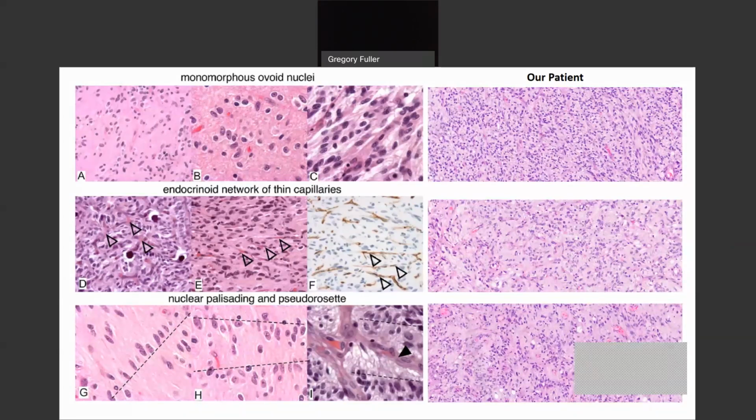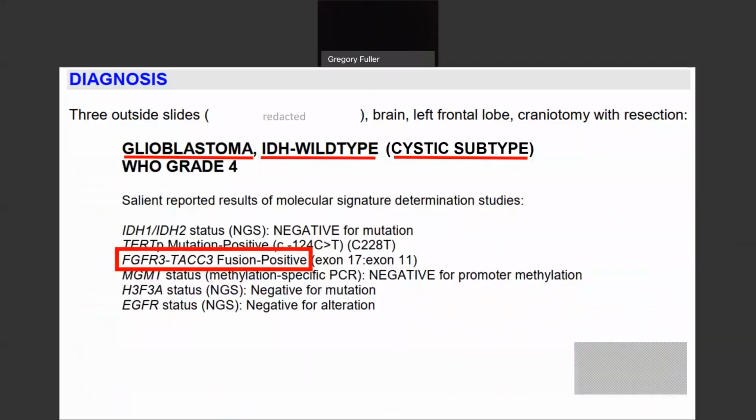It's not illustrated in this figure from the paper, but in our case and in this original description in 2017, spindle cell areas are also a classic feature. And we had those. All right, what's the diagnosis? Here it is. Glioblastoma, IDH wild type, cystic subtype. Yes, I will put that in the diagnosis line. And then look, with a big red box: FGFR3-TACC3 fusion positive.